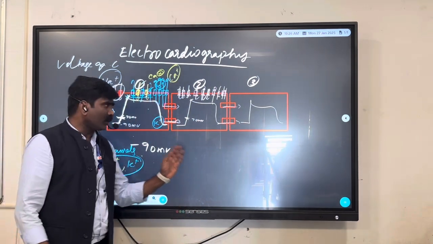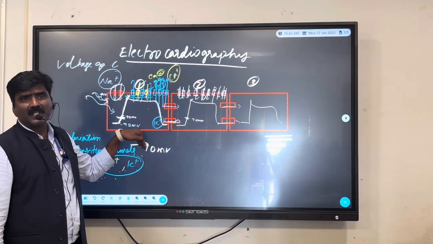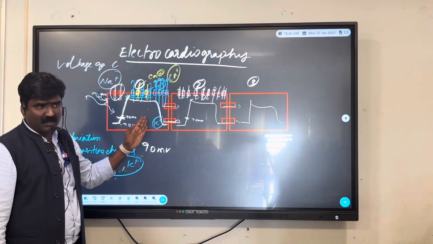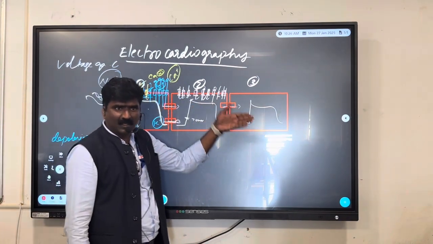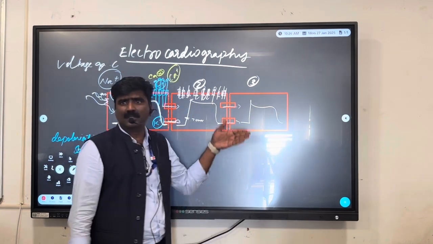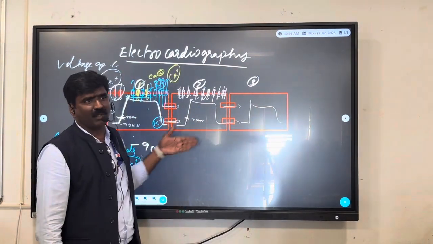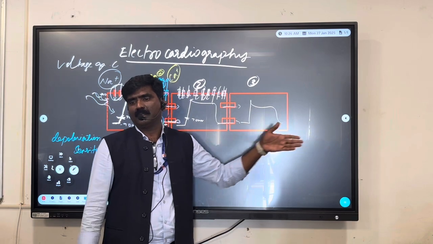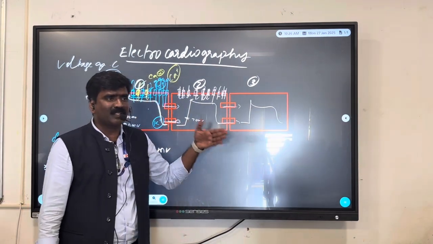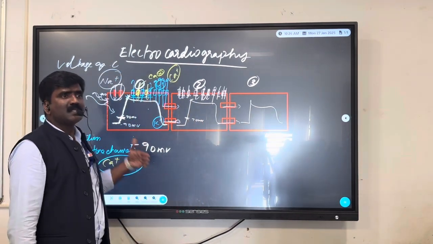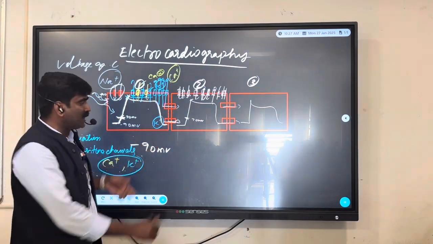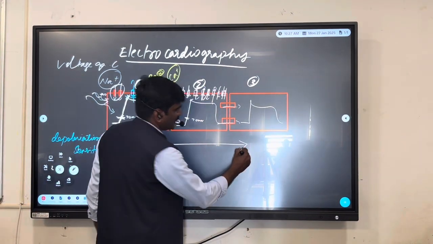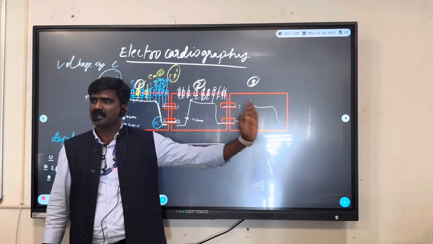So depolarization and repolarization are moving from one cell to another, and this process is called action potential. Action potential is the depolarization and repolarization occurring in this direction. So the action potential is moving in this direction.